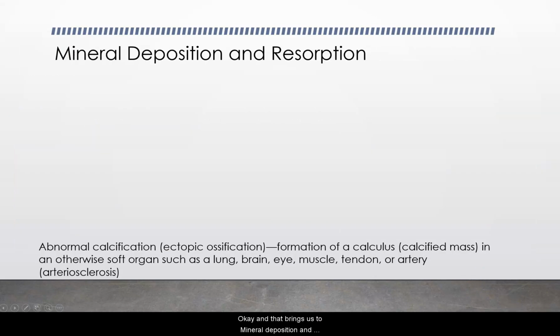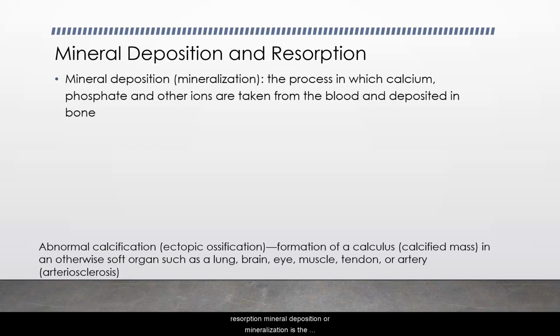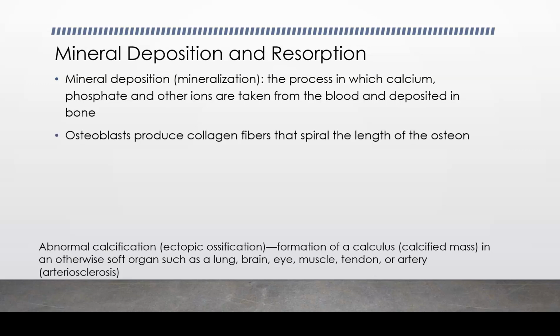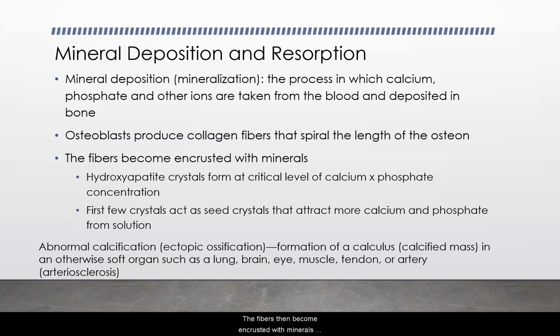Okay, and that brings us to mineral deposition and resorption. Mineral deposition, or mineralization, is the process in which calcium, phosphate, and other ions are taken from the blood and deposited into bone. This is done by osteoblasts. Osteoblasts produce collagen fibers that also spiral the length of the osteon. The fibers then become encrusted with minerals. Hydroxyapatite crystals form at the critical level of calcium and phosphate concentration. The first few crystals act as seed crystals, and then those crystals attract more and more calcium and phosphate from the solution.